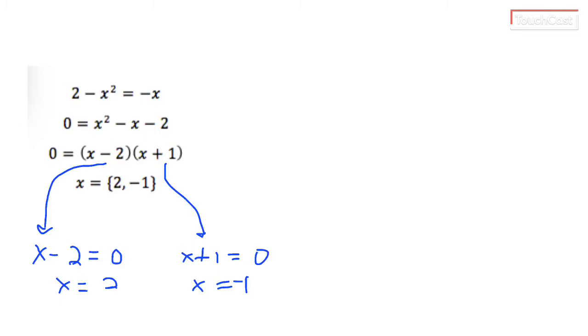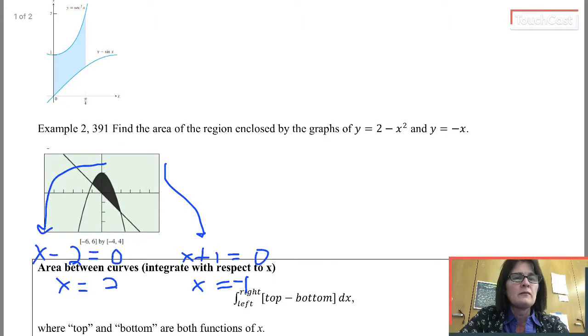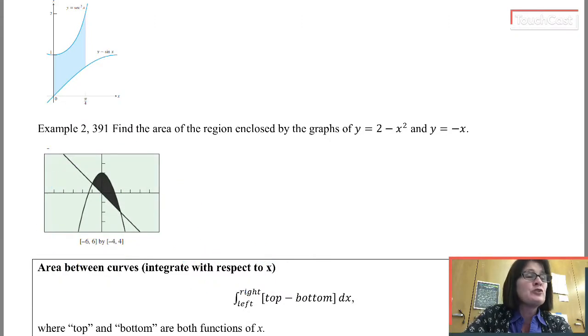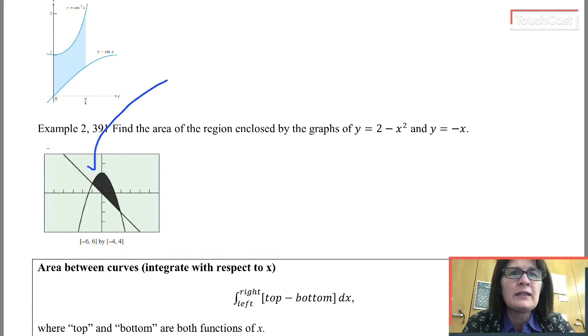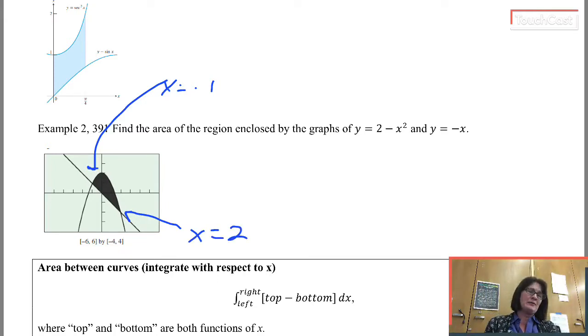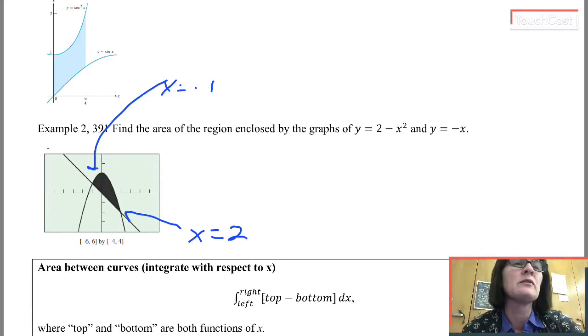So I get 2 x coordinates for 2 points of intersection. And that matches what I saw in the picture, right? There are 2 places where the two functions, the two curves, intersect. So I know now that this x coordinate here is x equals negative 1, and this x coordinate there is x equals 2. Now I know my limits, and I'm going to be able to write my integral.